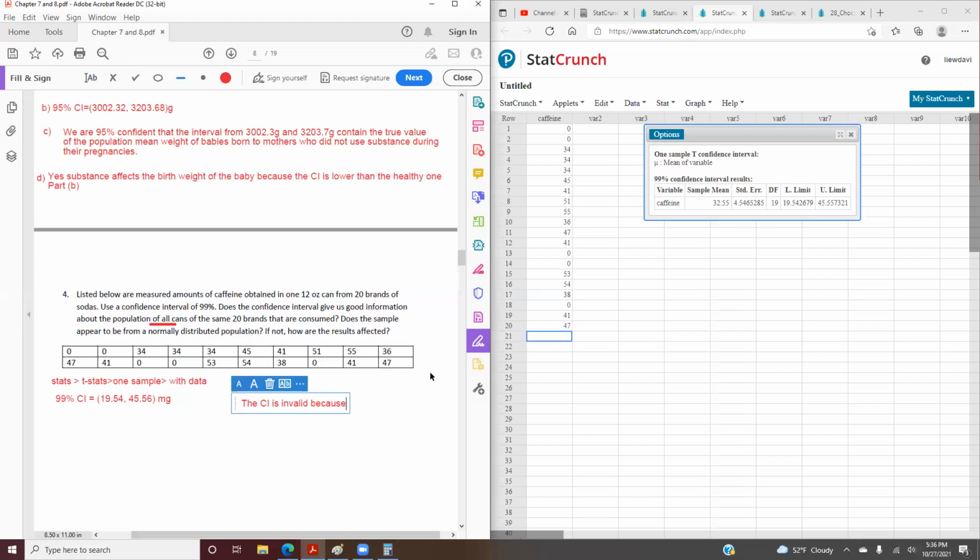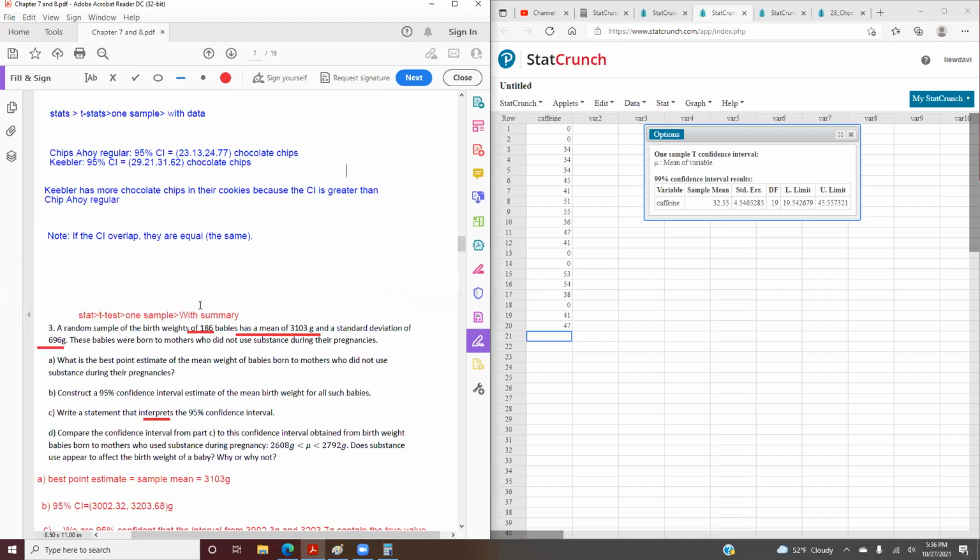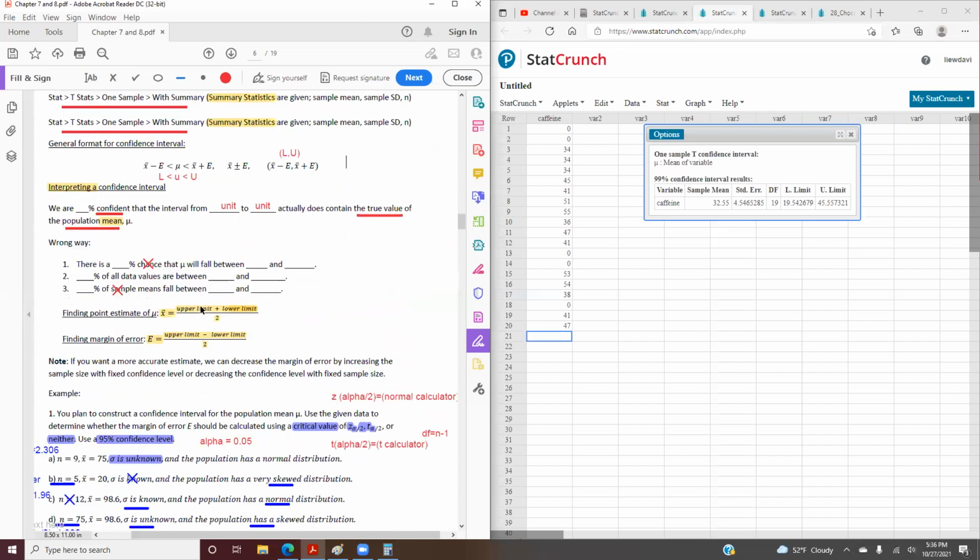What's the reason why this is invalid? Yeah, because it doesn't include like 53, 54. Right. No. We have requirements. Have you checked your requirements on this yet? You guys remember what the requirements are to do this? What's the first requirement when you do this kind of work?